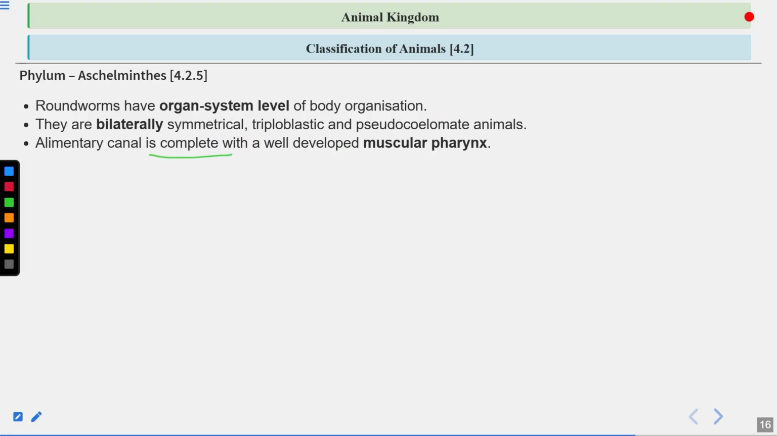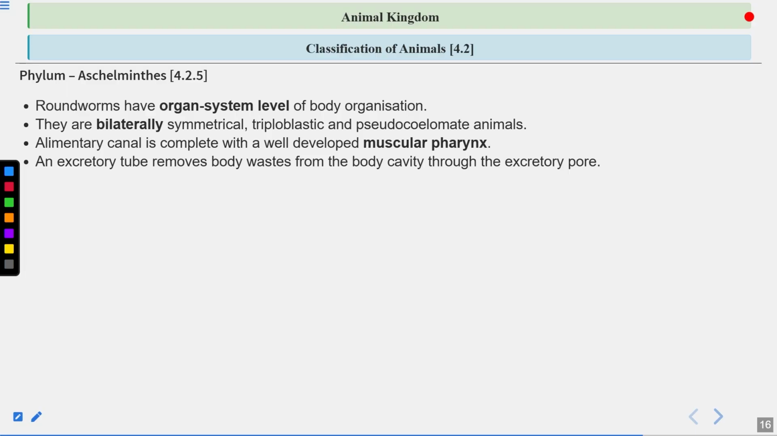The alimentary canal is complete. Why complete? Because they have two openings, one mouth and one anus. If the alimentary canal has just one opening, it is called an incomplete alimentary canal, an incomplete digestive system. But here they have two openings, mouth and anus, that is why it is called a complete digestive system. And they have a muscular pharynx. An excretory tube removes the body waste from the body cavity through the excretory pore.